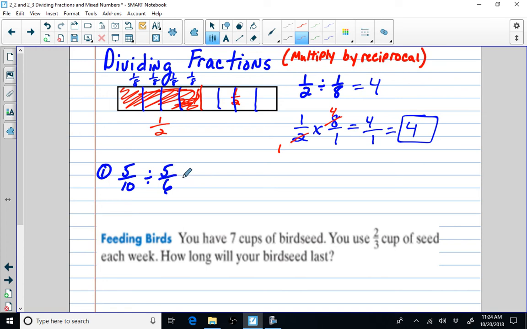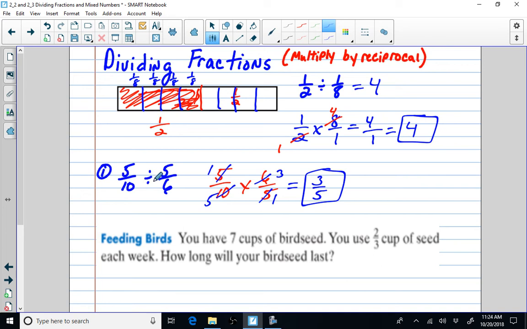All right, so I want to use the algorithm where we multiply by the reciprocal. So this becomes 5 over 10 times the reciprocal of 5/6, which is 6/5. We divide out where we can, and we can divide out here and here by dividing by 2. 6 divided by 2 is 3. 10 divided by 2 is 5. And I can divide out by 5 here. 5 divided by 5 is 1. 5 divided by 5 is 1. Now I can multiply numerator times numerator, denominator times denominator, and we wind up with 3/5.